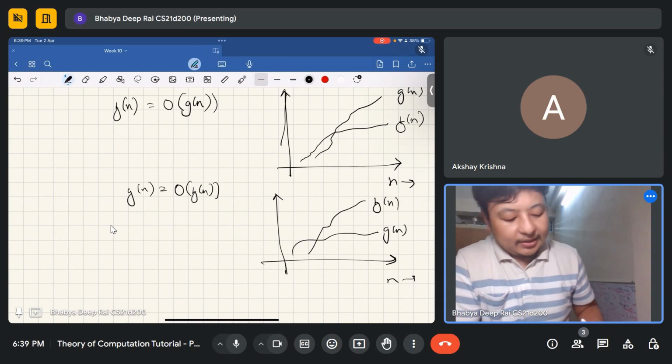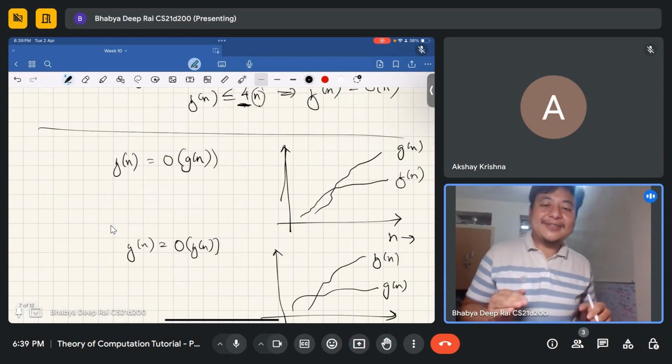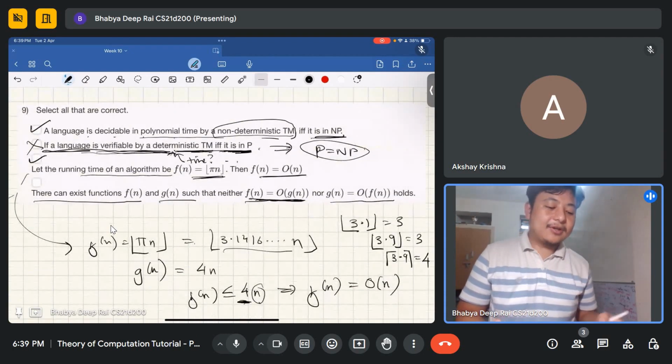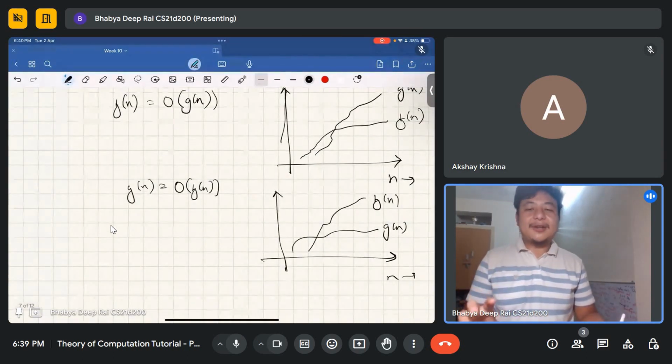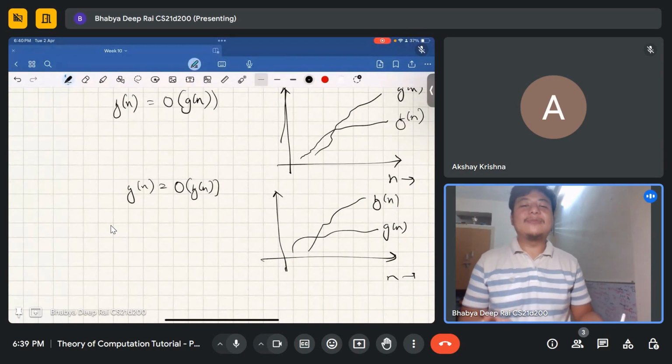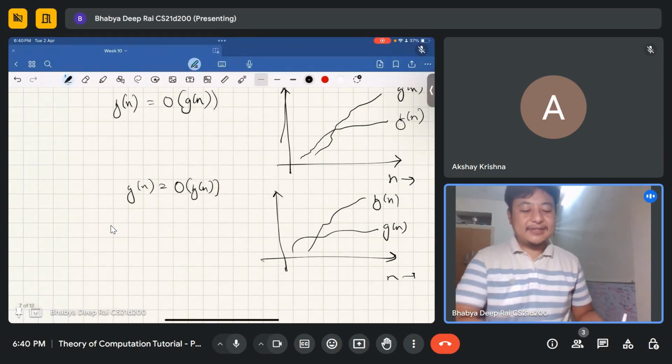Okay, now can it be that both are growing faster than each other? That is, neither Fn is equal to order Gn nor Gn is equal to order Fn. Can we have something like this? It may seem kind of absurd, right? Something like that should not happen, we would think. But we can actually construct a function that satisfies this.